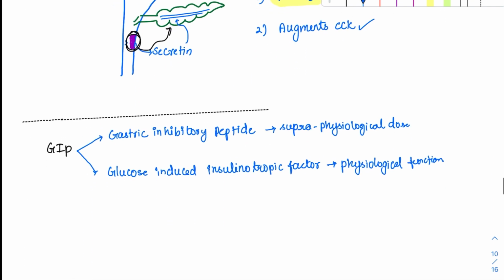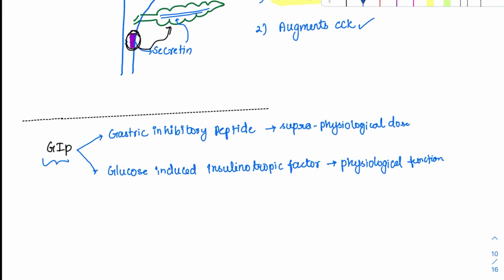Now coming to another hormone which is produced in the GIT, but recently its name has changed, so that's why we are trying to mention it here. That is called GIP. All of us knew GIP as gastric inhibitory peptide, but right now they have changed the name itself. Why have they changed the name? Because in physiological doses, the function of GIP is not gastric inhibition. In physiological doses, its function is to produce insulin.